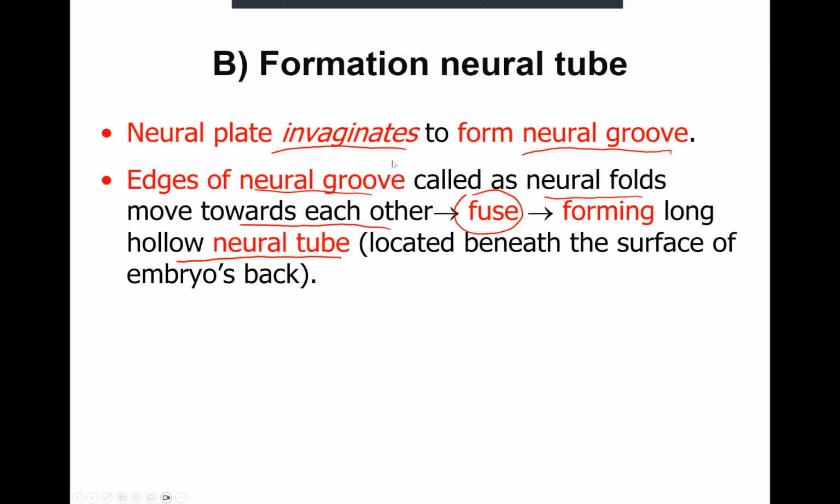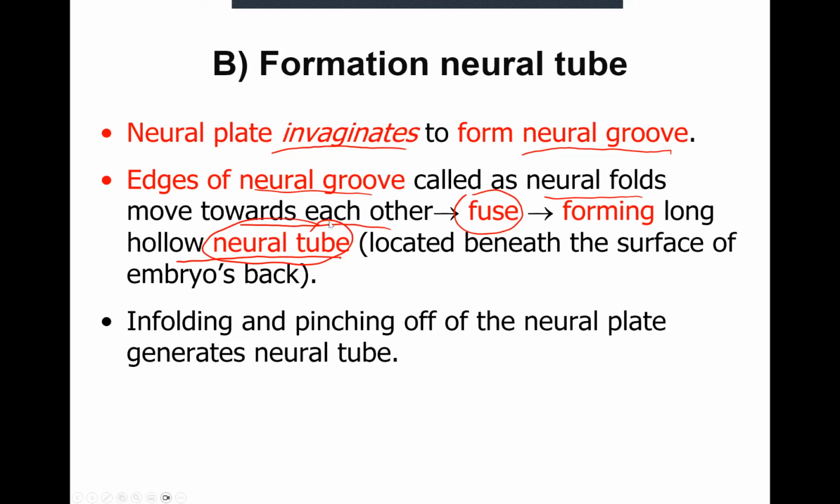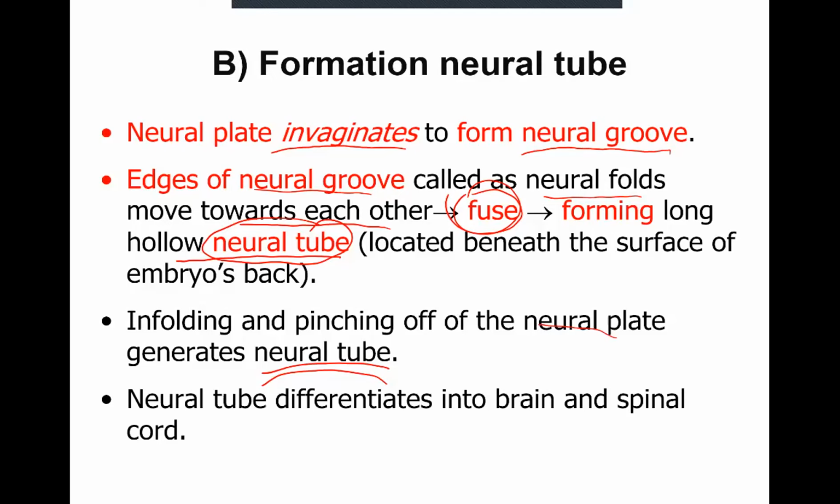Okay, so the edge of the neural plate, which is known as the neural fold, moves towards each other, fuses, and forms a long, hollow neural tube. So the neural tube is located beneath the surface of the embryo's back, right? So the infolding and pinching of the neural plate will generate the neural tube. As they fuse or pinch off, it will form the neural tube. Okay. What will happen to the neural tube? The neural tube differentiates into the brain and the spinal cord.